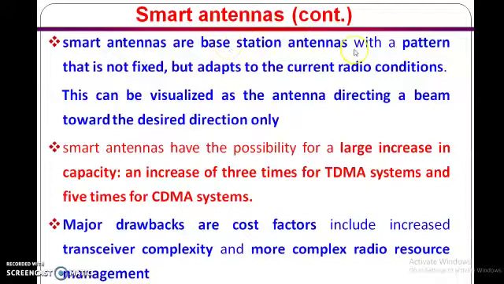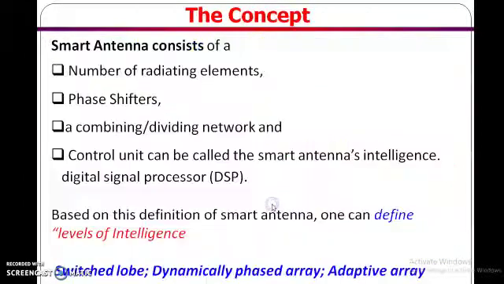Smart antennas are base station antennas with a pattern that is not fixed but adapts to the current radio conditions or environment. This can be visualized as the antenna directing the beam towards the desired users only, whereas for the undesired or interference it uses the null, and that is the advantage. If you use it, the capacity will be increased 3 times in TDMA, whereas 5 times in CDMA. The drawbacks of this system are that it increases the transceiver complexity, and therefore the cost will increase, and therefore the radio resource management is complex.